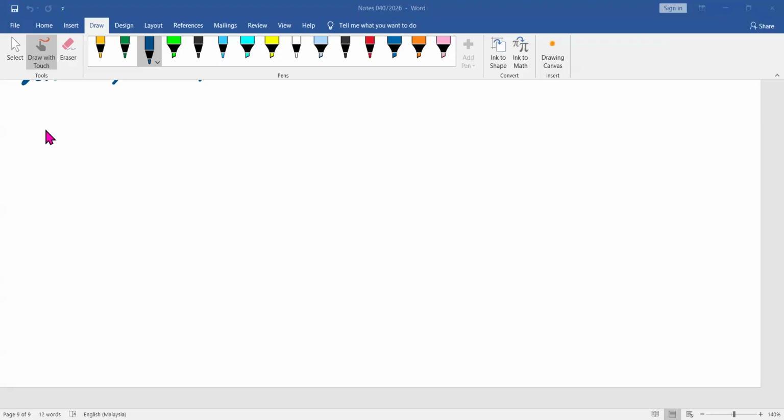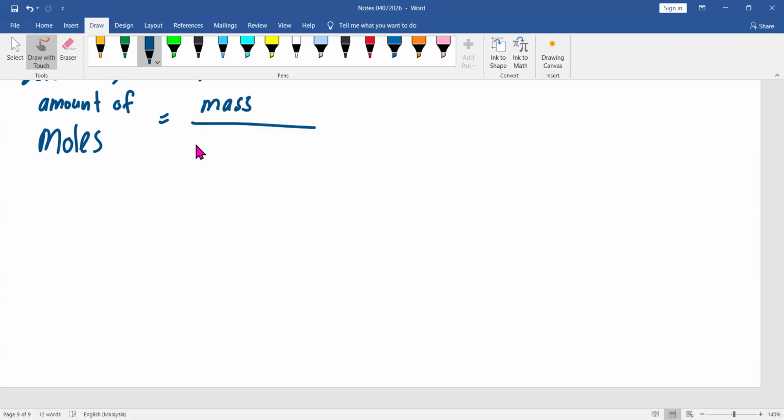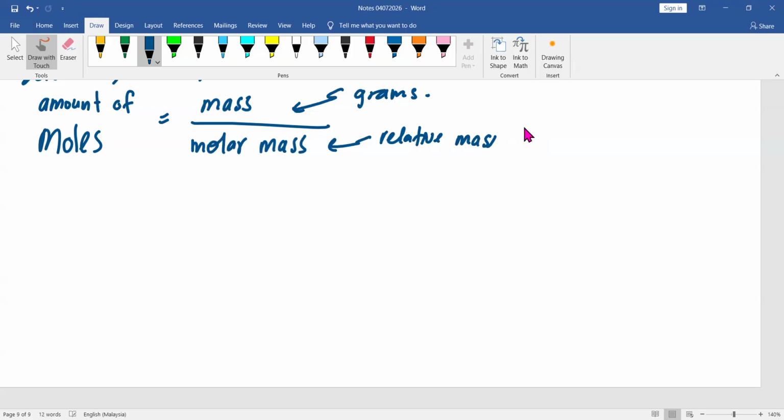Okay. So what you are learning in school now is amount of moles, right? Amount of moles has three formulas. The first formula is mass over molar mass. We use this formula whenever we are given something in the unit of grams. Molar mass is also known as relative mass, relative formula mass, or the symbol is MR.